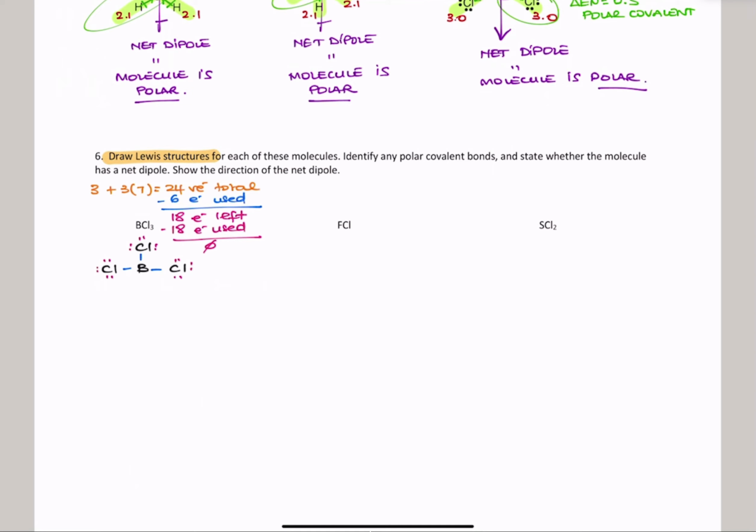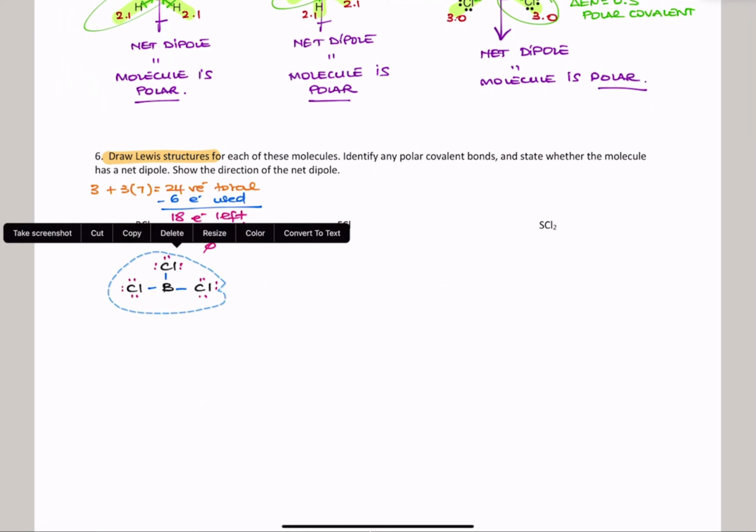Remember that the boron is one of the exceptions, and boron and Be may have less than the octet because they are not very electronegative. Be, beryllium, is actually stable with 4, and boron is stable with 6. So here we have a correct Lewis structure.